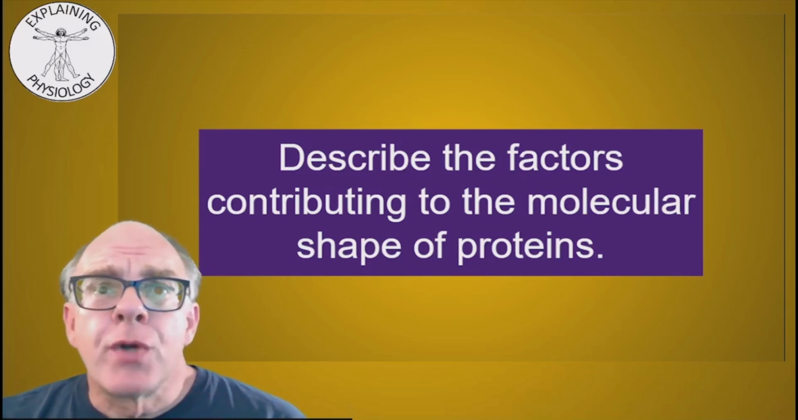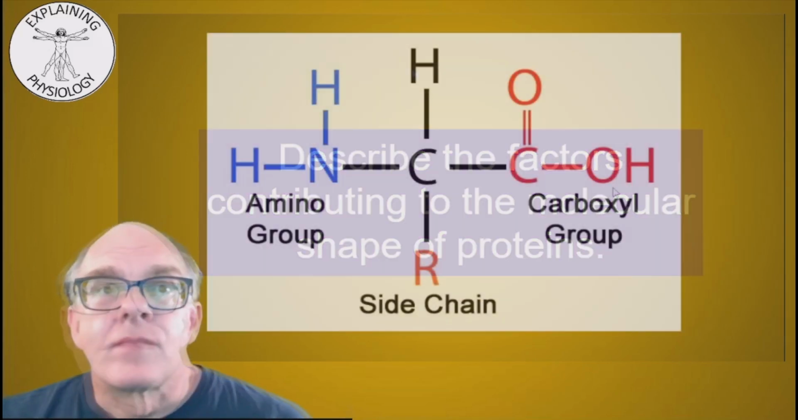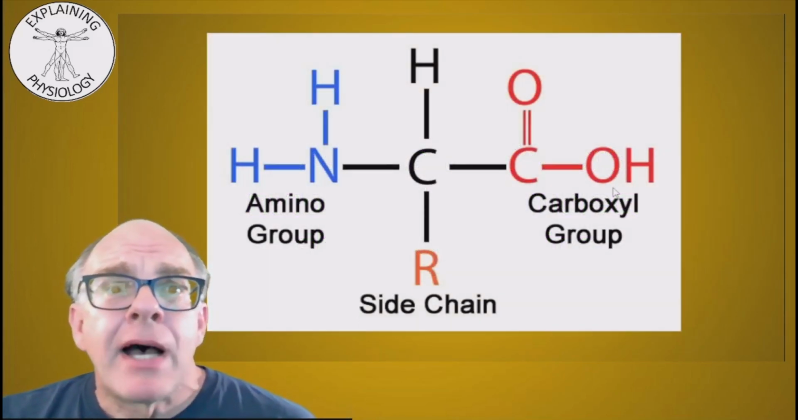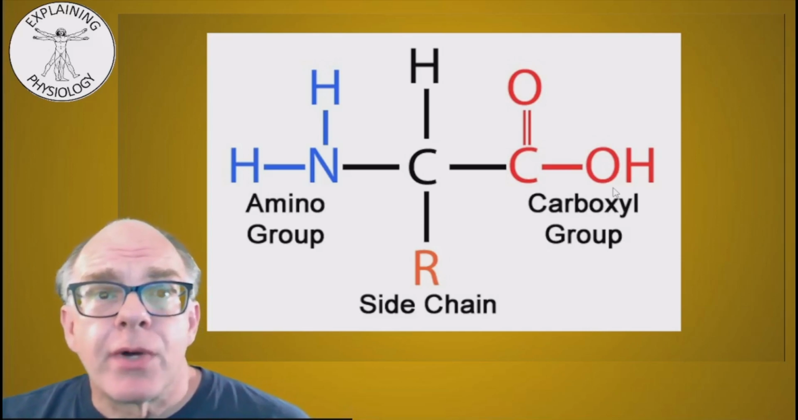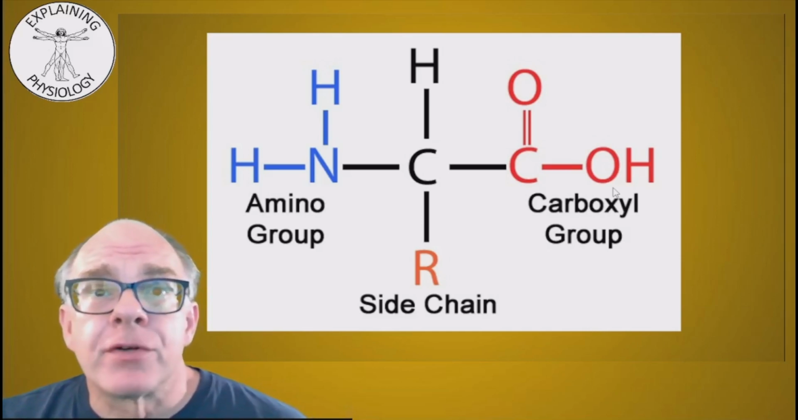Describe the factors contributing to the molecular shape of proteins. So proteins are going to be polymers of amino acids. To understand the structure, it's necessary to first understand the structure of an individual amino acid.